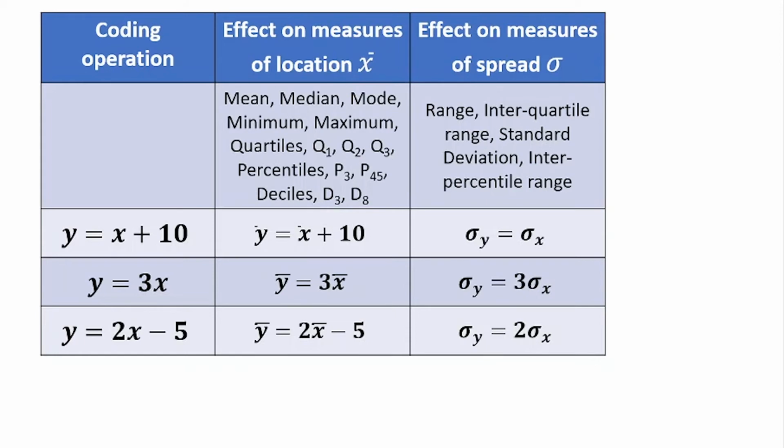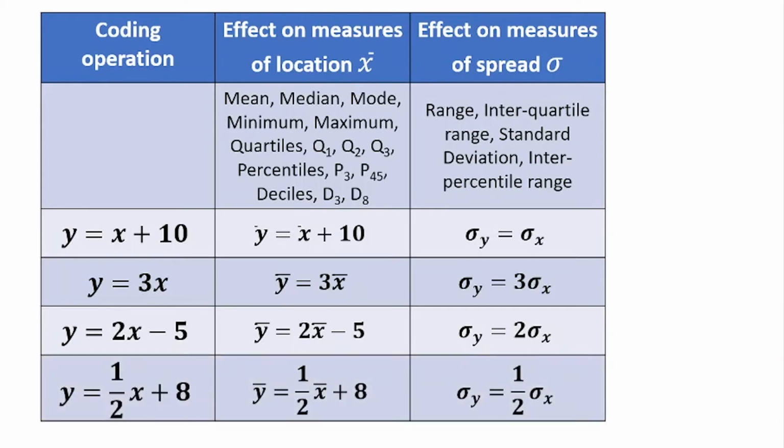And here as well, the coefficient of x is a half, so we can see that as the division, and then we're adding on 8. So y equals a half x plus 8. Both of them are going to be applied to the x bar. Only the multiplying by a half is going to be applied to sigma.